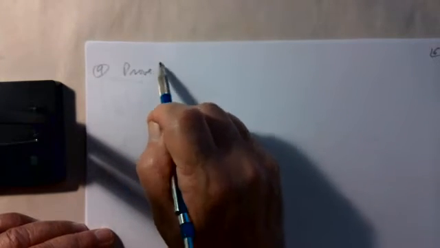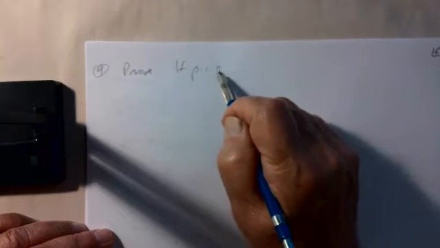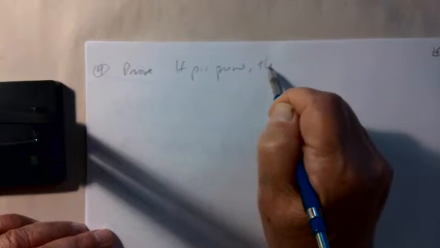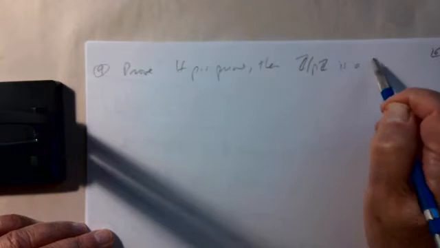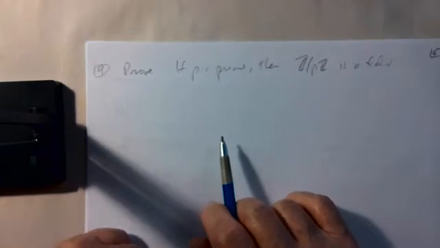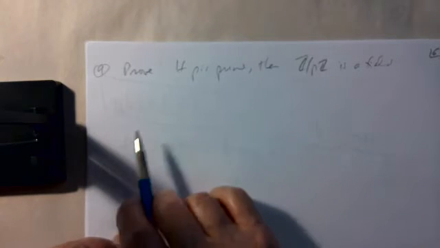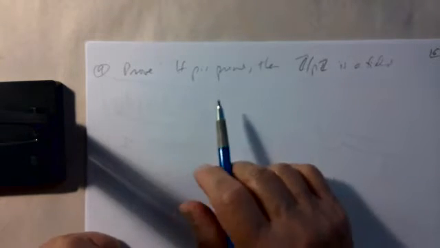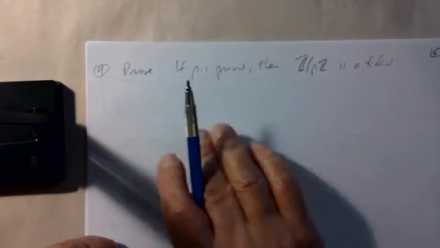Number 9 is to prove that if P is prime, then the congruence class Z mod PZ is a field. This was not an if and only if statement on the exam. It was just to prove this in one direction. So there's no reason to prove that if P is not prime, then Z mod PZ is not a field. This is all you have to prove.